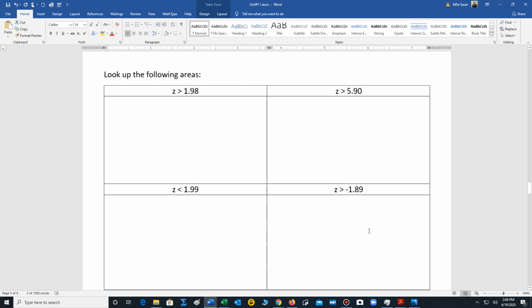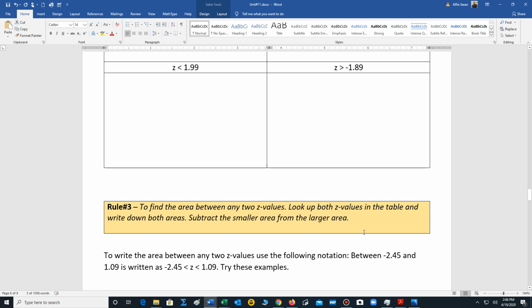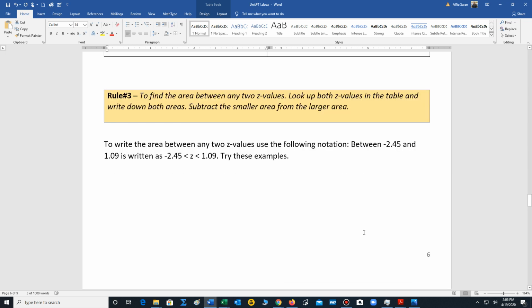Okay. And then there's some examples for people to try. Finally, we have our third rule. There's only 3 rules. That's the beauty of this section. Here we need to find the area between any two z-values. So we're going to look up both z-values in the table and write down both areas. However, we always subtract the smaller area from the larger area.